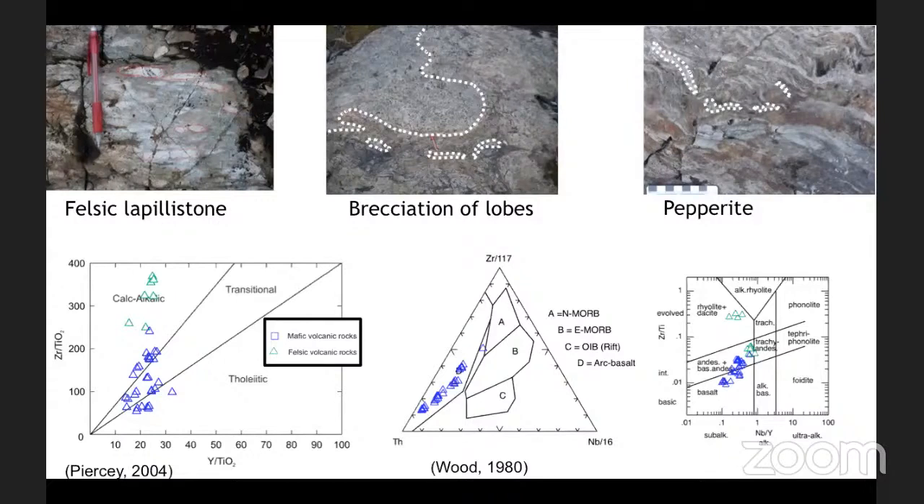Some of the geochem plots here show trends from tholeiitic to alkaline magmatism. We have mafic volcanic rocks plotting in arc basalt fields, and on the right side of the screen there's multiple clusters of geochemically distinct volcanic rocks.